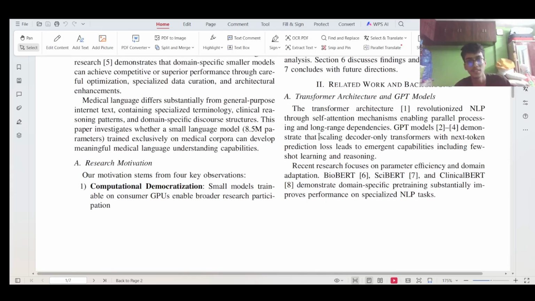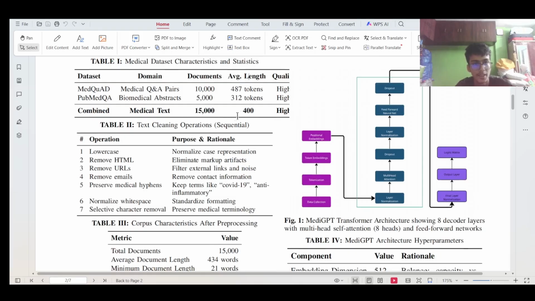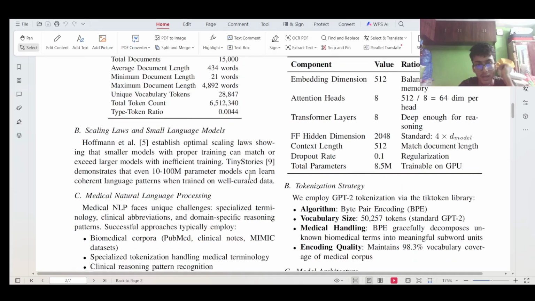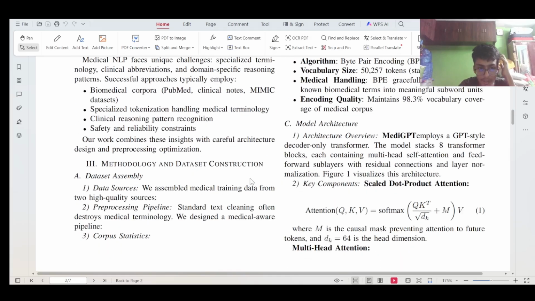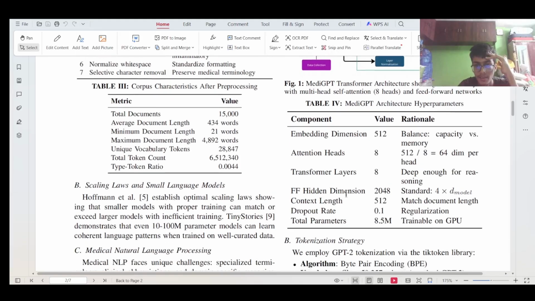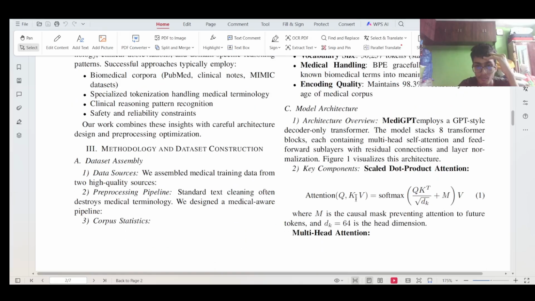So, the research paper, I will just go through it. I'll show you what I have written. You can see here the dataset size: documents 15,000, but then we lowered it down to 6,000, because all of them were not in good form. Then you can see the methodology: we use data sources, then embedding dimension, attention heads, transformer layers, hidden dimension, context length, and all that. Model architecture, you can see attention score, softmax. This is what we do.